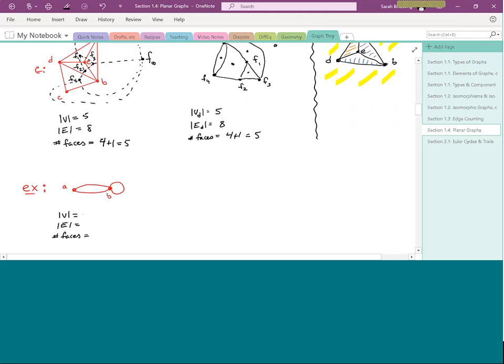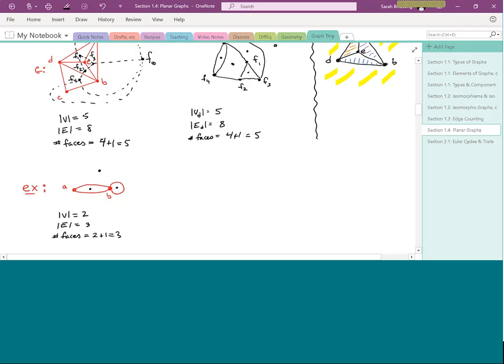So in this one, hopefully you're all thinking it has 2 vertices. So how many edges does it have? It's got 3 edges, and yes, it does have 3 faces. It's got 1 face inside the multi-edge, 1 face inside the loop, and 1 face up there, which is our unbounded face. So this is 2 plus 1, or a grand total of 3.